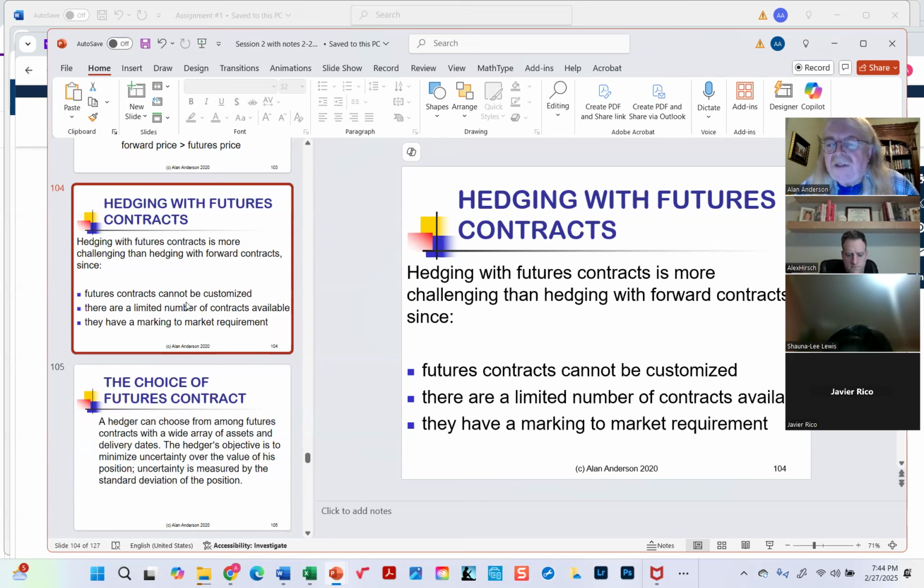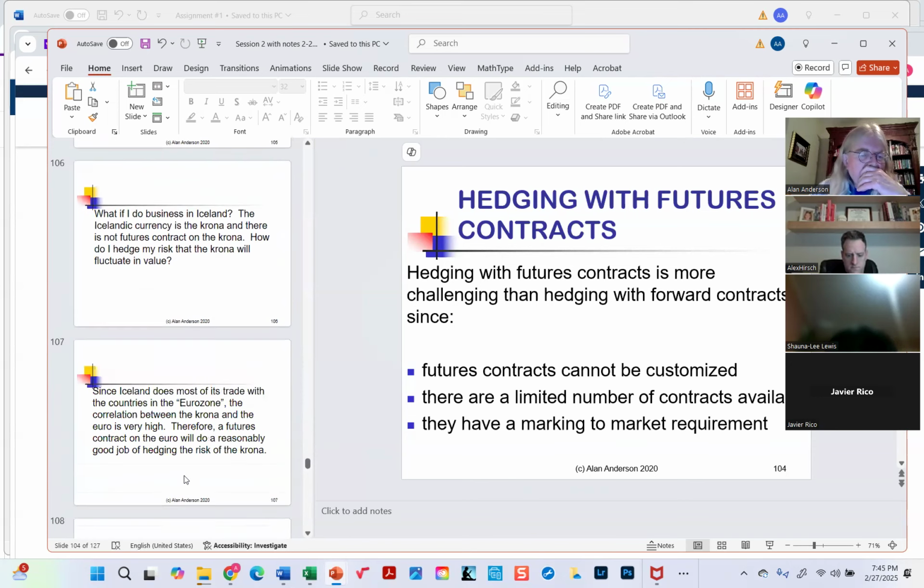There's a fixed number of contracts available, and they all require marking to market. So that makes hedging a lot more challenging. In particular, the fact that not every asset out there has a futures contract available on it.